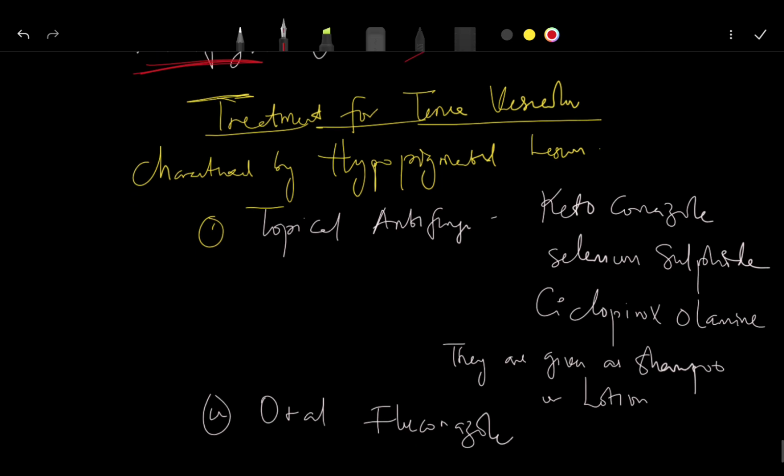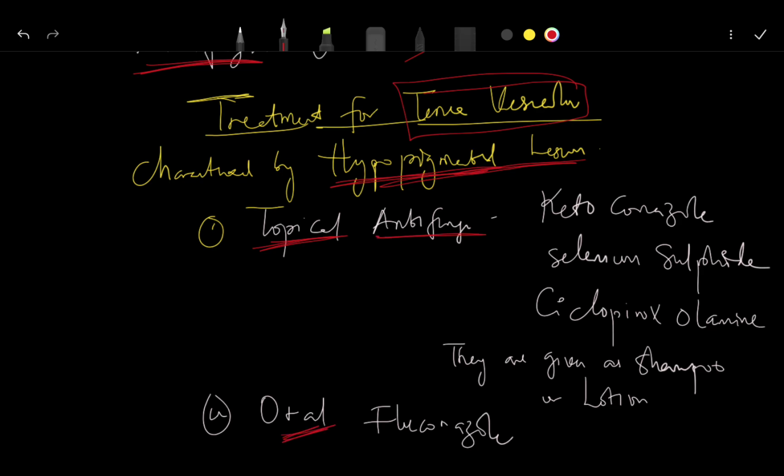Now let's come to a common infection called tinea versicolor. How do you treat tinea versicolor? First of all, you need to know that tinea versicolor is a condition characterized by hypopigmented lesions on the most superficial layer of the skin. It is non-pruritic. We give both topical and oral agents for this.